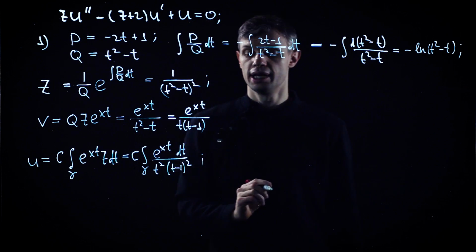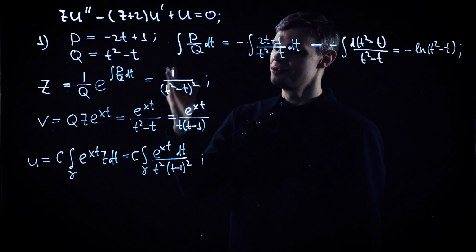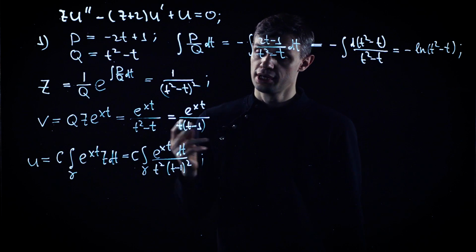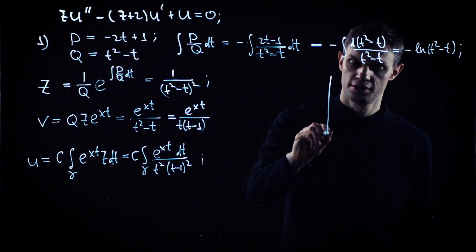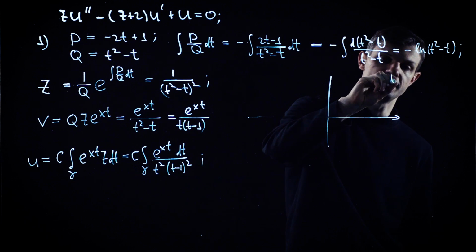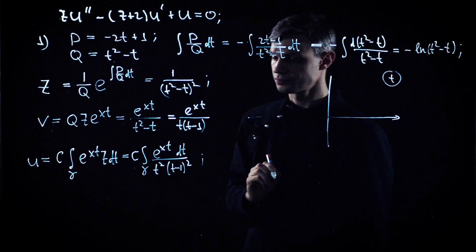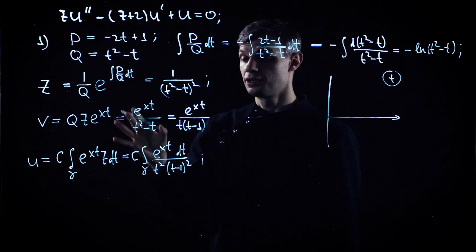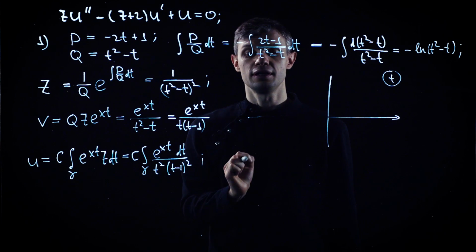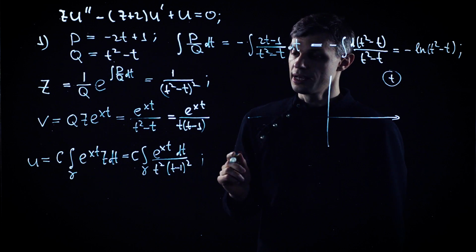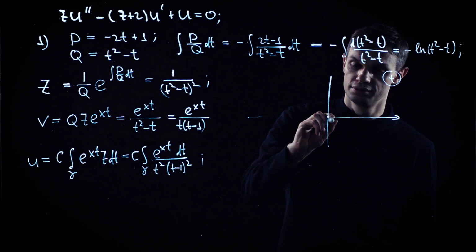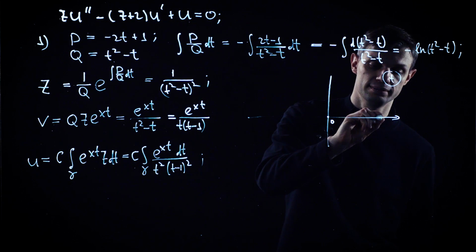Now here comes the most interesting part of this kind of problem, namely the choice of the contour. First we plot the complex plane of variable t. Next, we need to have a closer look at our v function. So what do we see? The v function is a single-valued function. It has singularities at points 0 and 1.